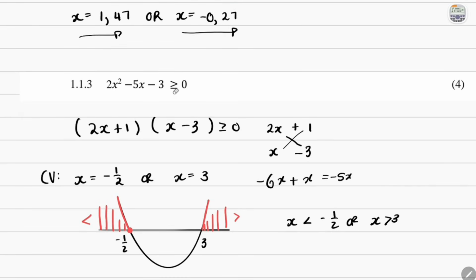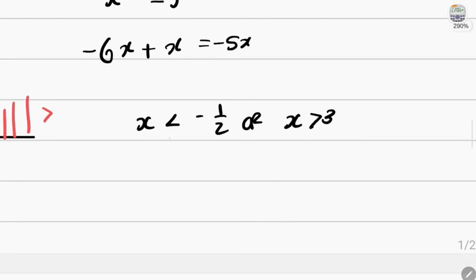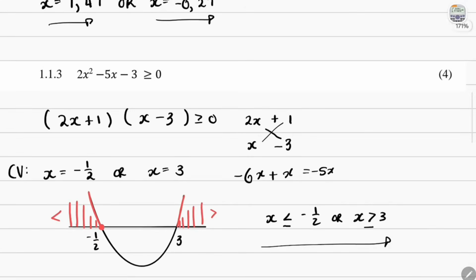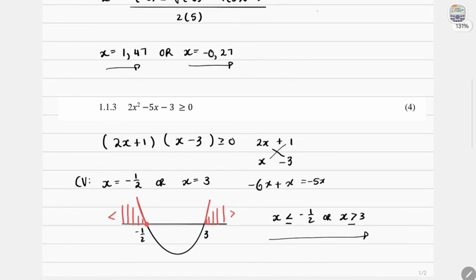But you also need to take into account that this is greater than or equal to 0. If you substitute these actual values, you see that they will have a corresponding y value of 0. So we're saying that x is less than or equal to negative 1 over 2, or x is greater than or equal to 3. And those are our solutions. Moving on to the next question.